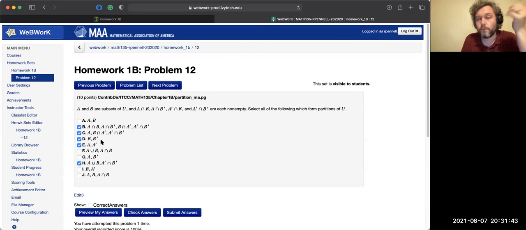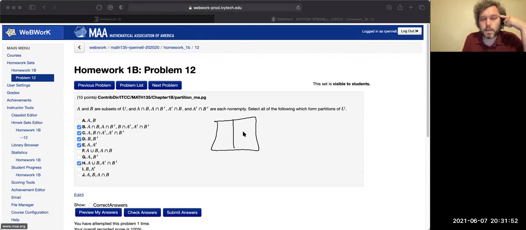So technically, that would form a partition. You could write a partition as B and B complement. That's fine. There's nothing outside B and B complement, and there's nothing in common. So you can write it that way. By the same logic, you could also write A and A complement. There's nothing outside A and A complement, and there's nothing in common. So you can write it that way.